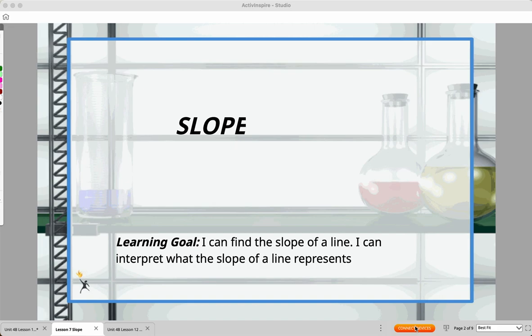It's a ratio between y over x. It's a constant rate. It can be proportional. It's all about this idea. So we're really going to look over this and explain how this works. The goal by the end of the day is you can find the slope of a line and you can interpret what the slope of a line represents. So let's take a look and get started on that idea.